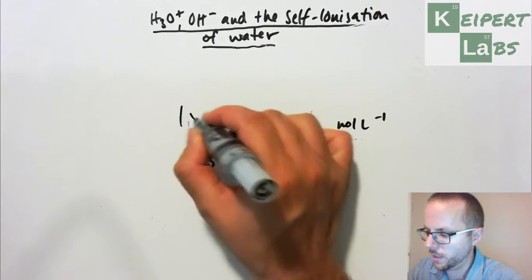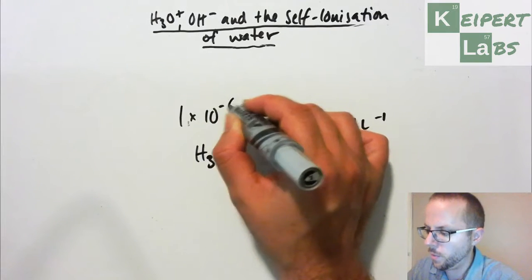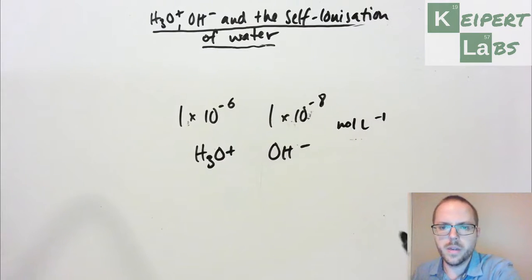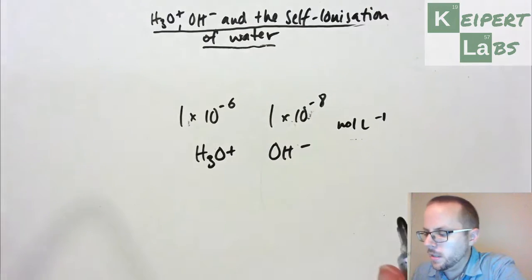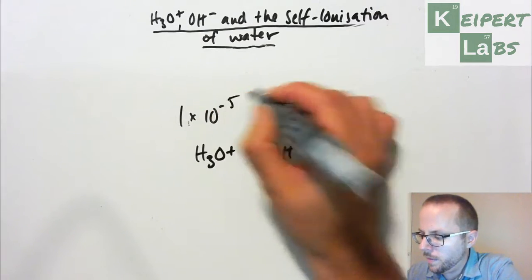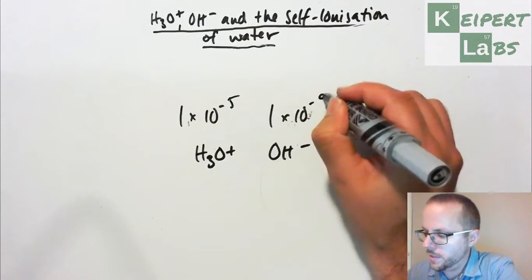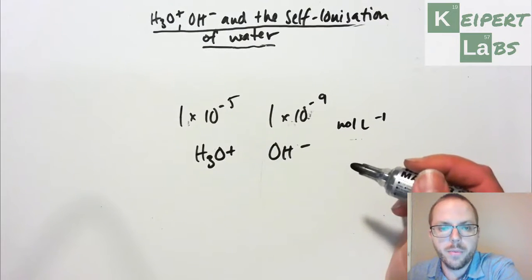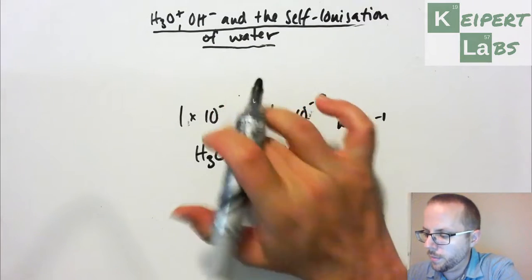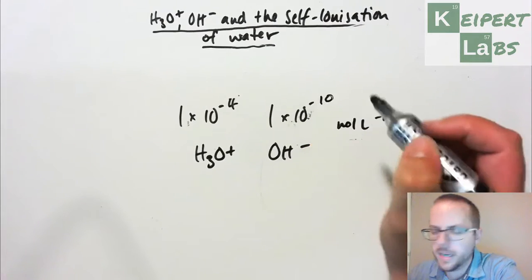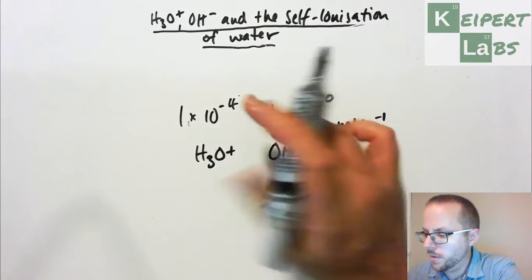Okay, so we've now got 1 times 10 to the minus 6, and we've got 1 times 10 to the minus 8 moles per litre. And then let's say we do it again. What happens is, we go up with our hydronium. What we notice is that our hydroxide goes down proportionally. Okay, and we can go 4, 10, and we end up with minus 10, and so on and so on.